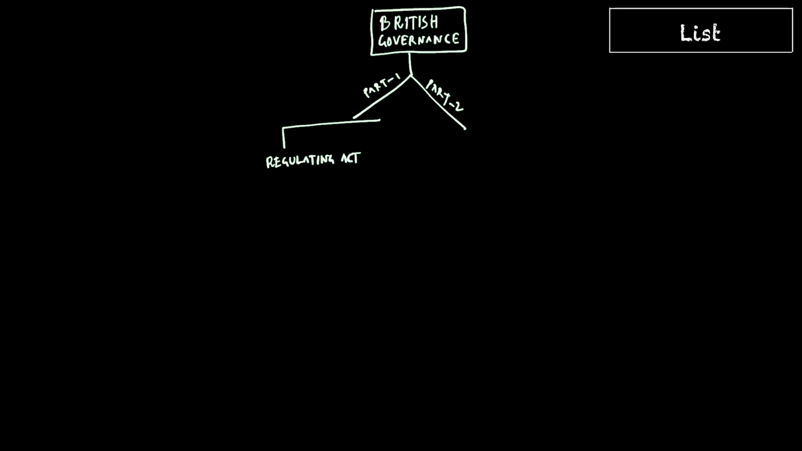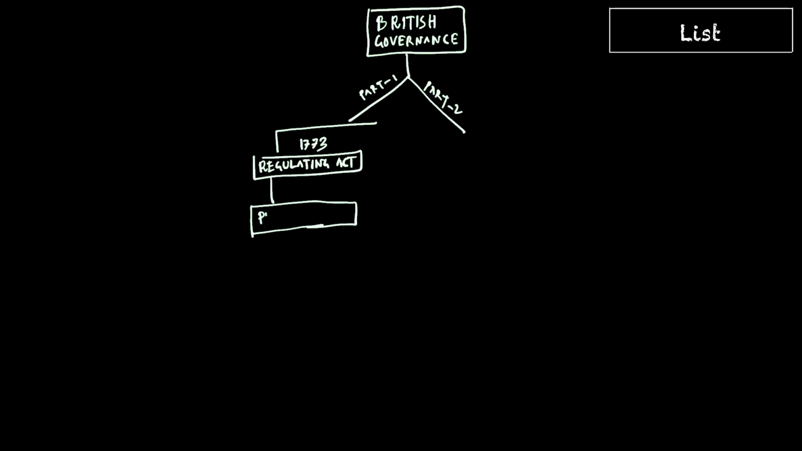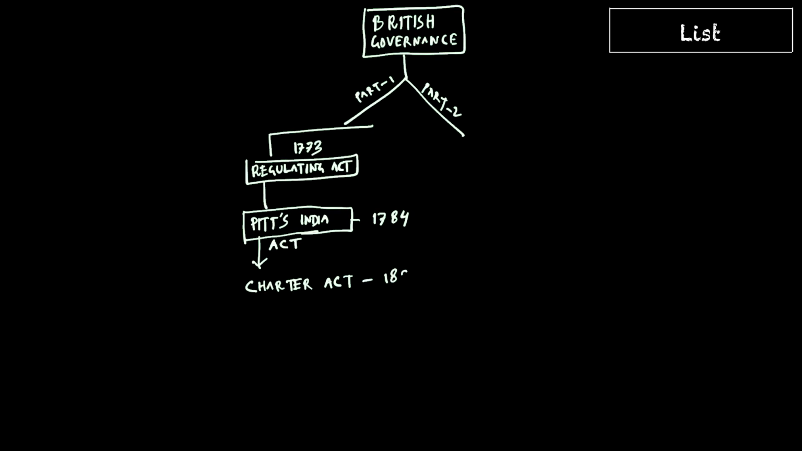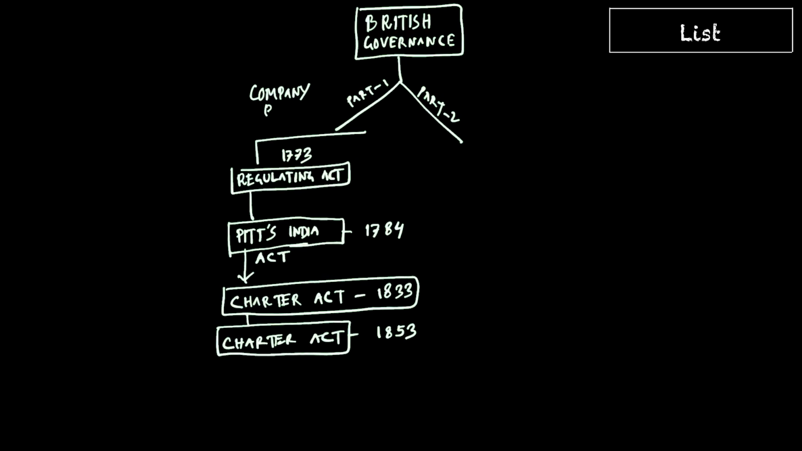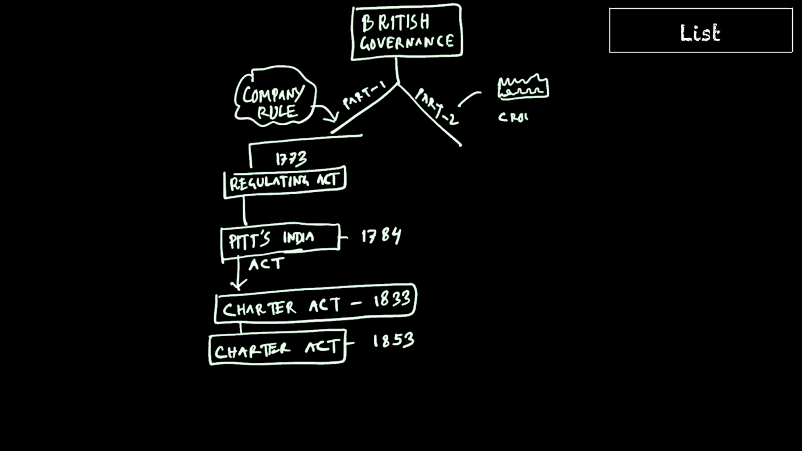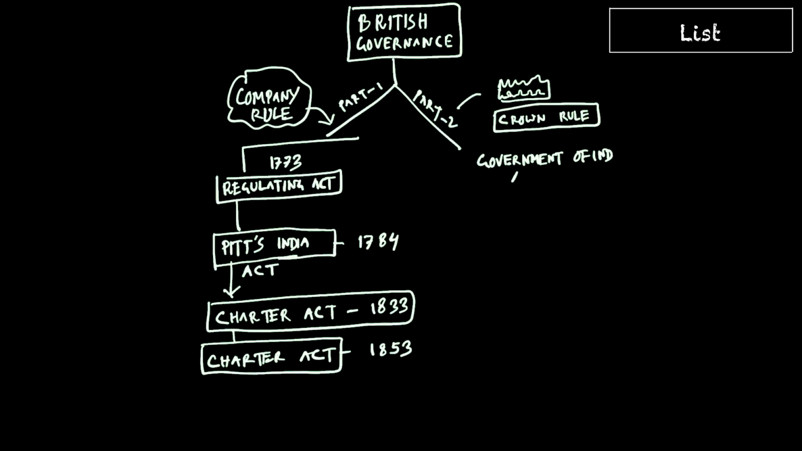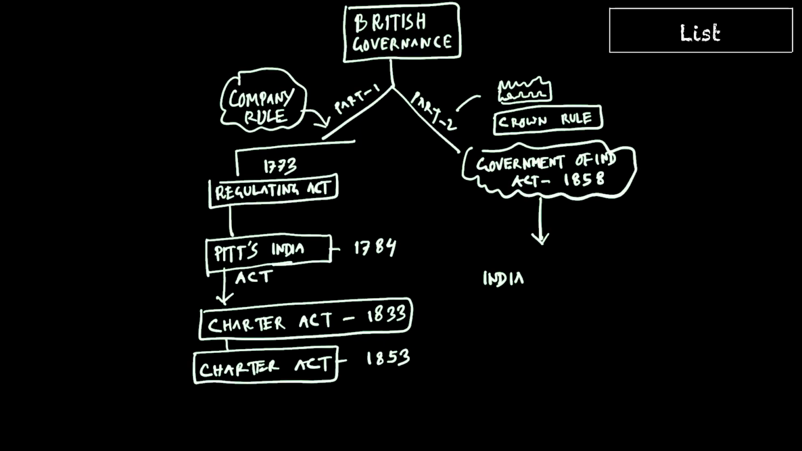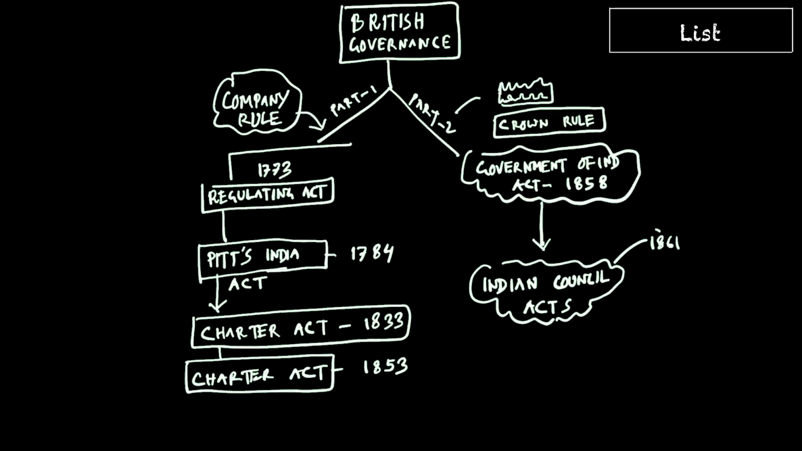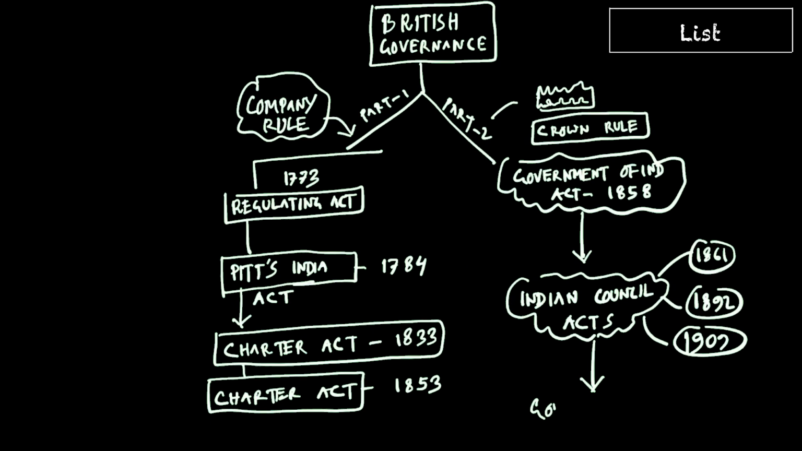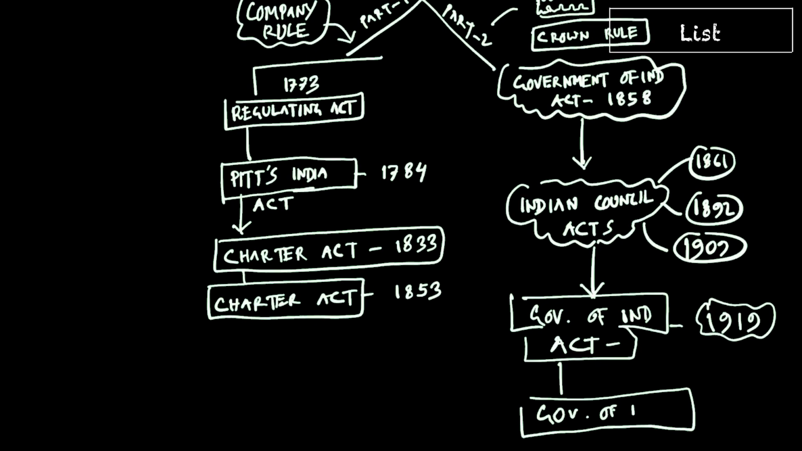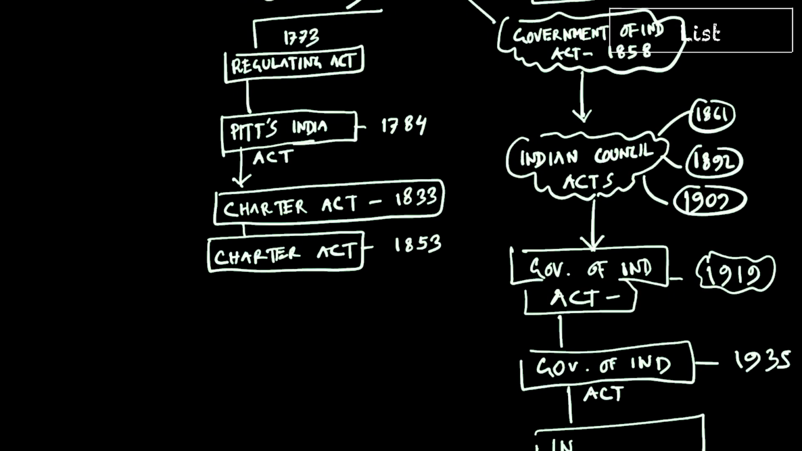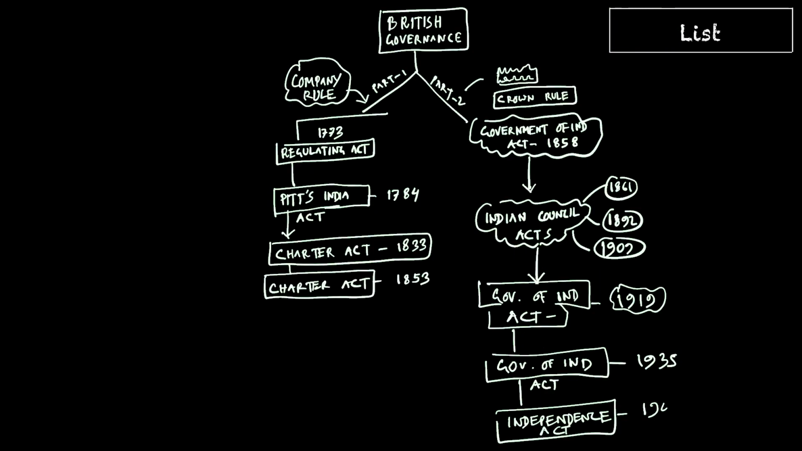So let's begin. British governance in India can be split into two major parts. Part 1 is Company Rule and Part 2 is the Crown Rule. Company Rule consists of the Regulating Act of 1773, Pitt's India Act of 1784, Charter Act of 1833 and Charter Act of 1853. The Crown Rule consists of the Government of India Act of 1858, Indian Councils Act of 1861, 1892 and 1909, Government of India Act of 1919, Government of India Act of 1935, and Indian Independence Act of 1947.